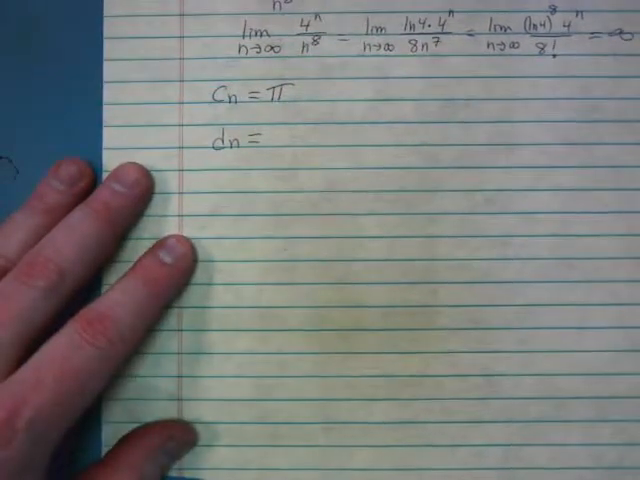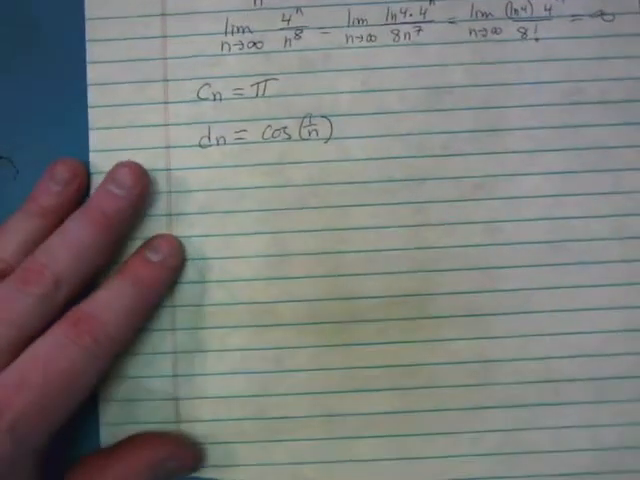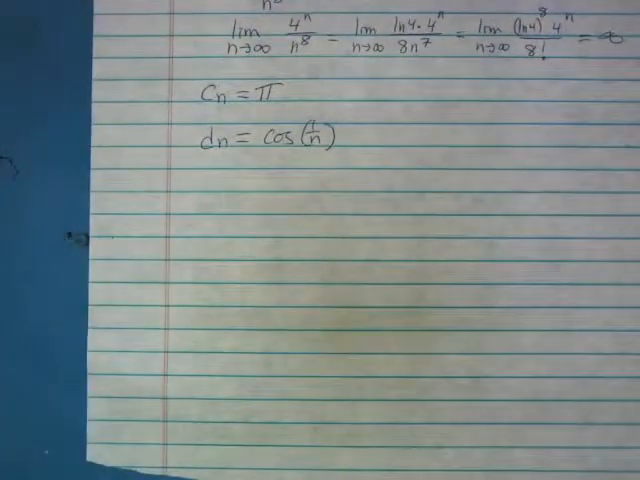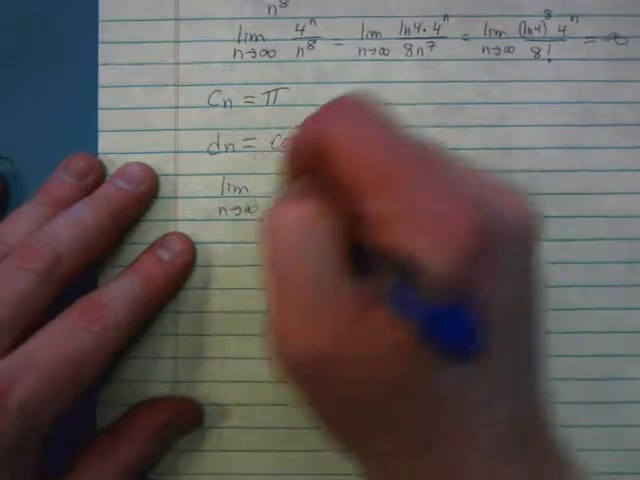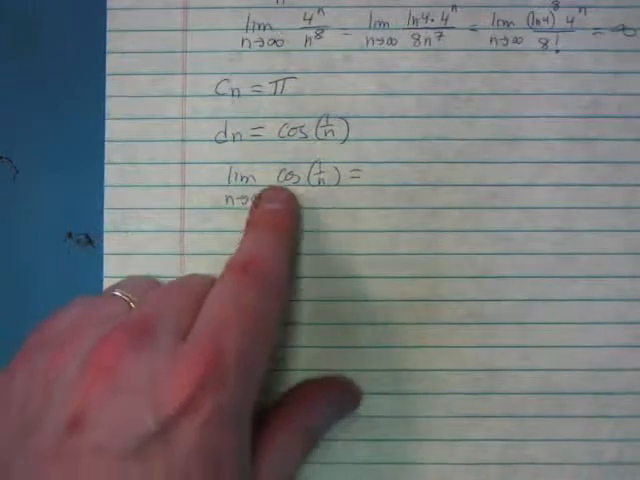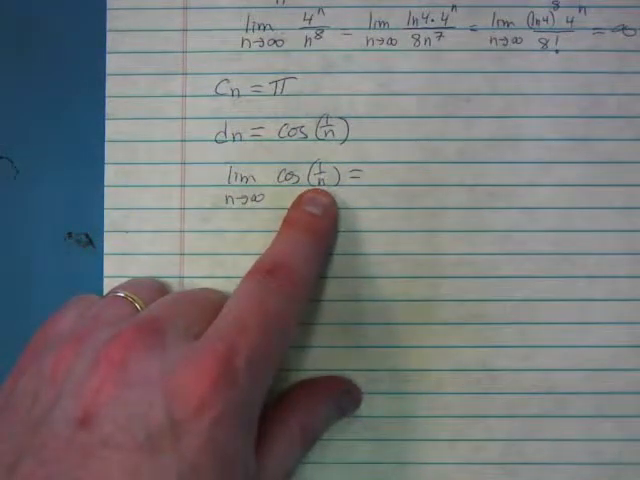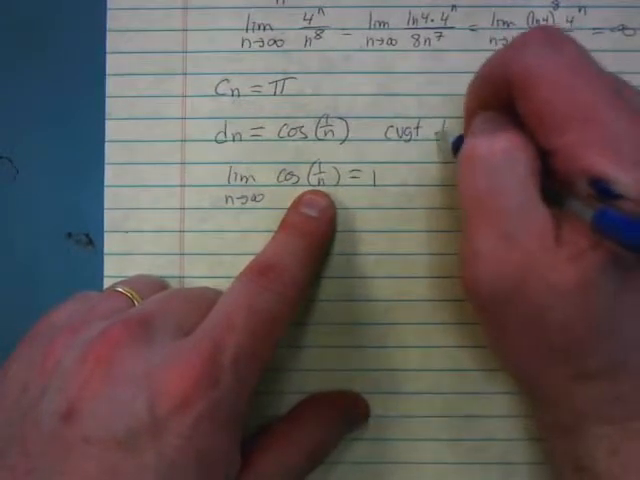All right, trig functions. d sub n equals the cosine of 1 over n. Converge or diverge? Converges to 1, because the limit as n goes to infinity of cosine of 1 over n is getting close to cosine of 0. Cosine of 0 is 1. Convergent to 1.